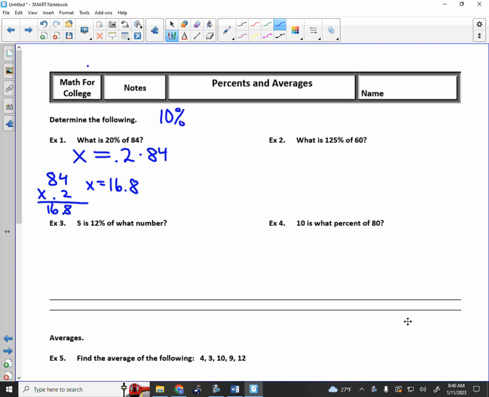Anybody know what 10% of 84 is? 8.4. So 10% of 84 is 8.4. You just move the decimal point over 1. So does it make sense to you that if 10% of 84 is 8.4, then 20% would be double that?